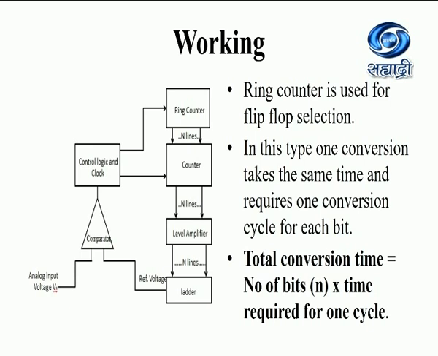Here a ring counter is used for the flip-flop selection, and in this type every conversion takes the same time and requires one conversion cycle for each bit. So the total conversion time can be calculated as the number of bits, n, times the time required for one cycle.